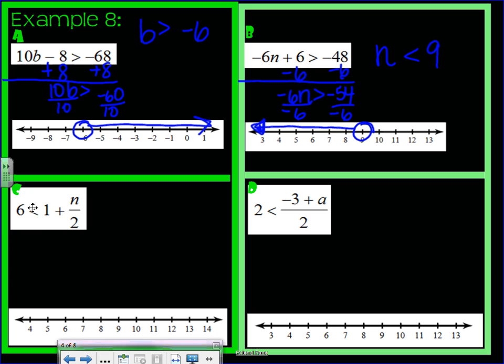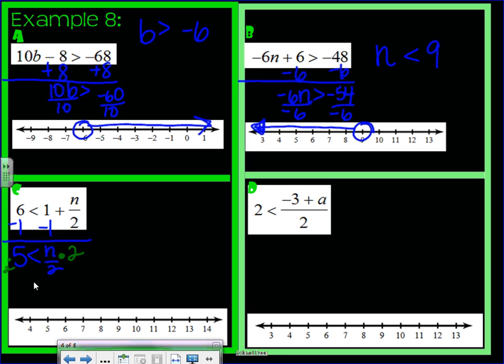All right, let's go on to example C. So again, I'm trying to get n by itself. So we always want to take care of the 1 first, the lonely one without the variable. So we're going to subtract 1 from this side and subtract 1 from the left side. So I'm left with 5 is less than n over 2. And again, to get the n by itself, instead of dividing by 2, I need to go ahead and multiply by 2. So let's multiply each side by 2.